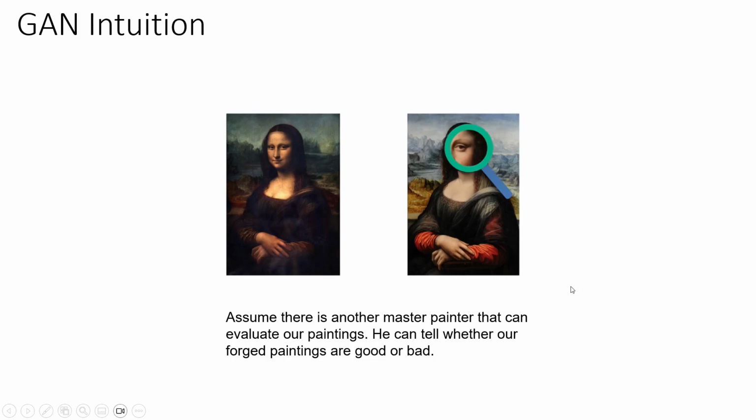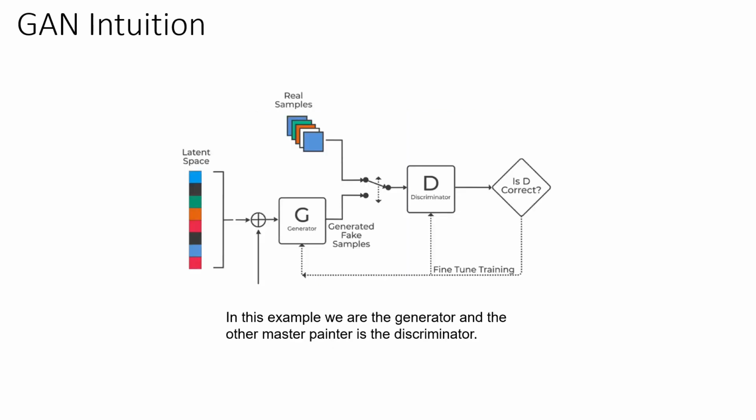Now assume there is yet another master painter who is not Da Vinci, another master painter that can evaluate our paintings, and he can say whether our forged paintings are good or bad, whether it looks like a painting from Da Vinci or that's not a good forge. This master painter can say this. So that's how basically GANs work.